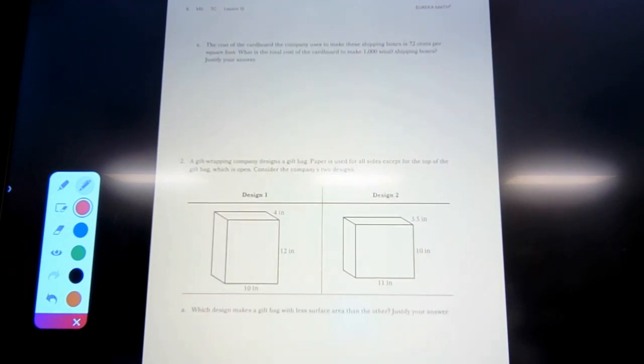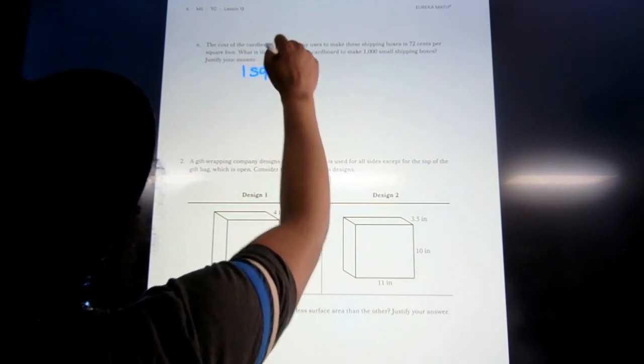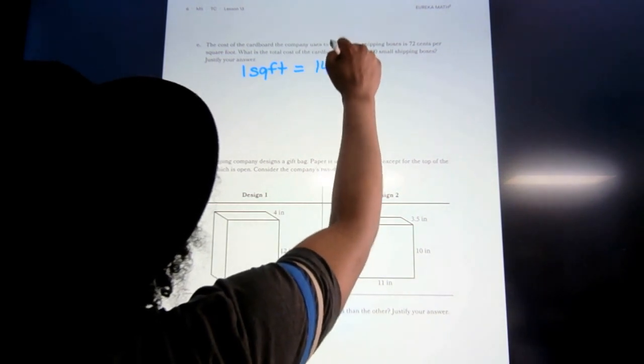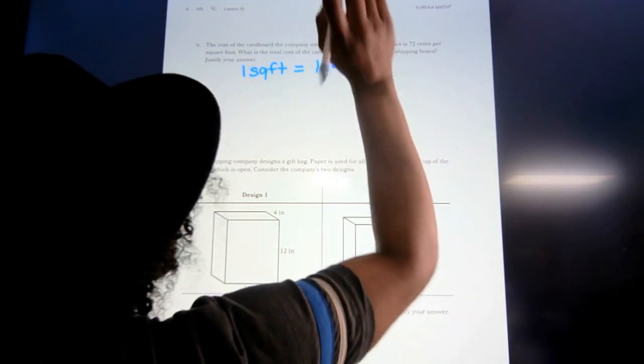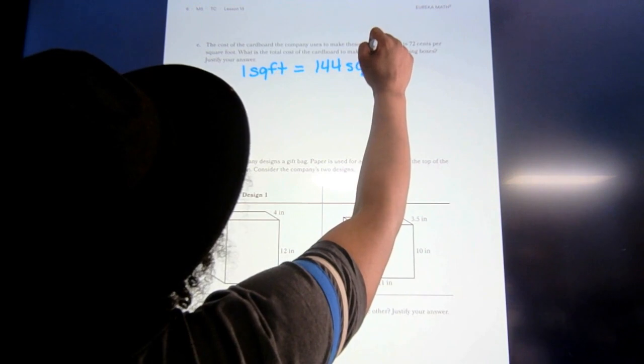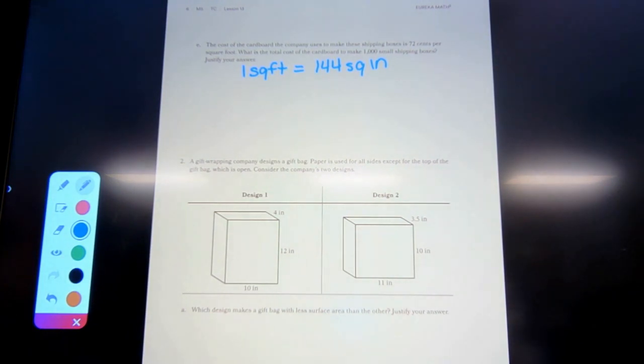So part E says the cost of the cardboard the company uses to make these shipping box is 72 cents per square foot. And we want to know what is the total cost of cardboard to make 1,000 small shipping boxes. So we know that this is actually in inches, but we know that 1 square foot is equal to 144 square inches, because we know there's 12 inches in 1 foot.